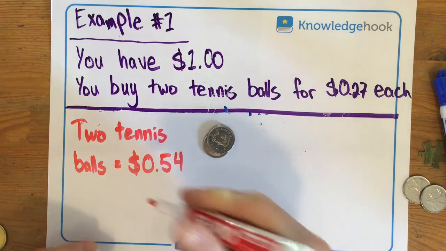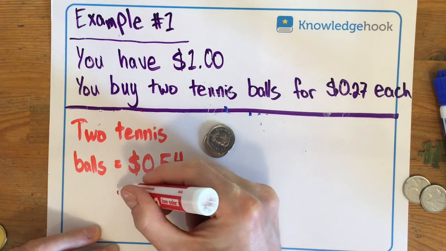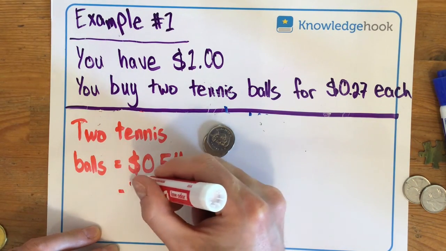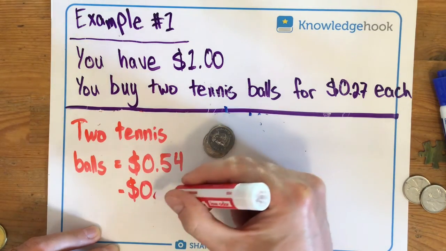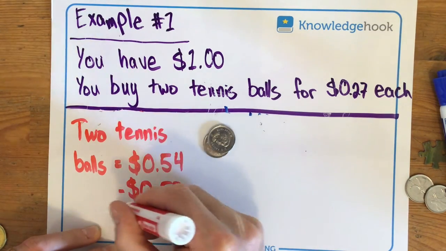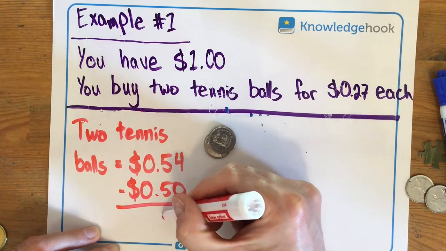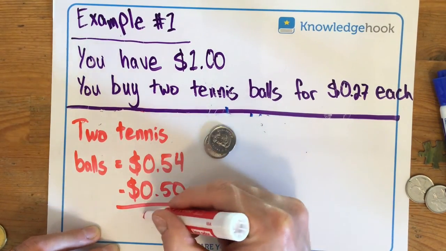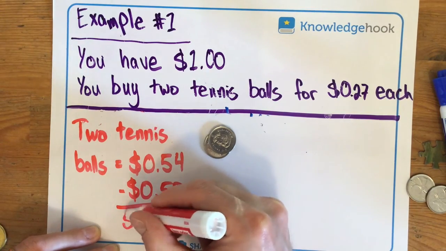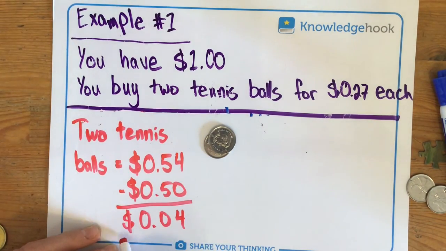If I want to show the numbers here, I can show now I've paid 50 cents. So I can say 4 take away 0 is 4. 5 take away 5 is 0. 0 take away 0 is 0. And I still only have to pay 4 cents.